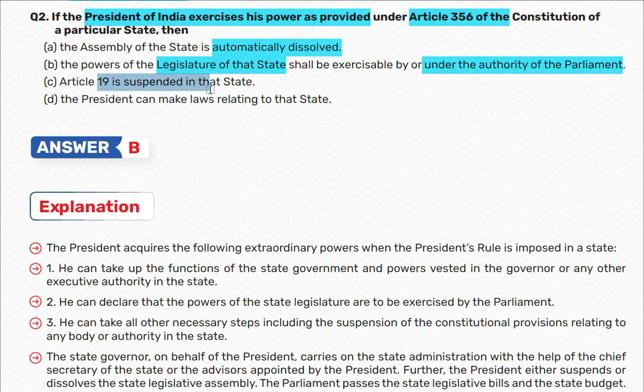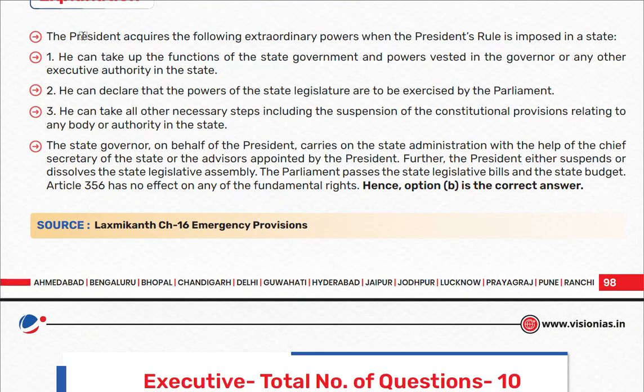Article 19 is suspended in the state? That is no. See, Article 19 is suspended under Article 352 when there is a national emergency. The president can make laws relating to that state? No, that is not correct. However, he can proclaim an ordinance if there is no session, but not under Article 356. So B is correct. Okay, so the most suitable answer is B. Let us see the explanation. The President acquires the following extraordinary powers when President's rule is imposed in a state.